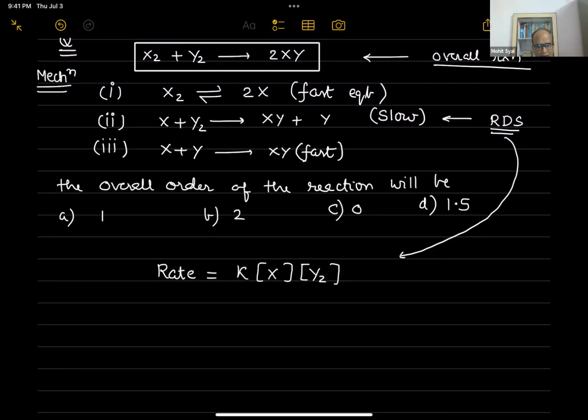So based on that, I've written this. Ibrahim, Jasleen, Yogita, is it clear? So the orders of both of them is 1. So 1 plus 1 will have 2. But there is a bit of a problem. Why 2? This is the problem.